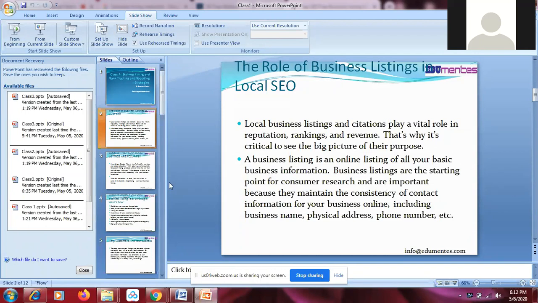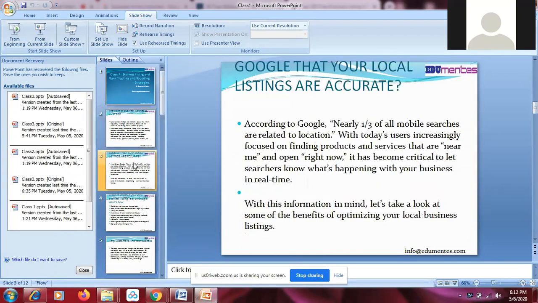When it is giving your client a really good look, it also gives Google something to love your site about. The next thing is to make sure to tell Google that your local listings are accurate. According to Google, nearly one third of all mobile searches are related to location.